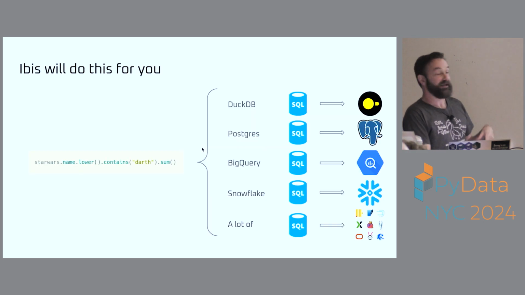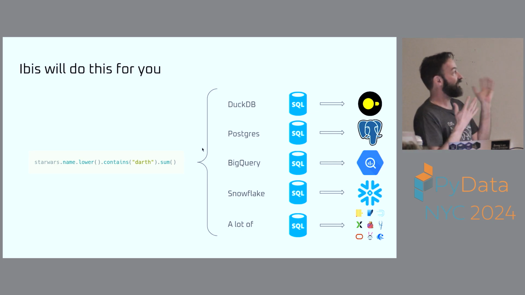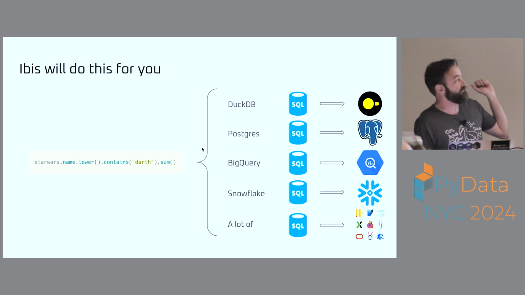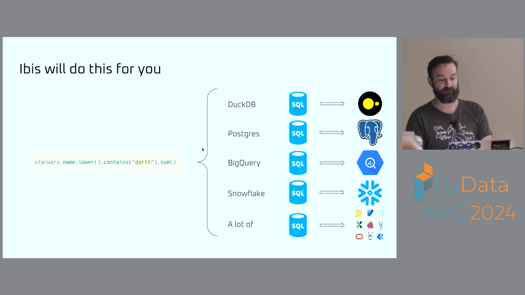Ibis will do this for you. Here's how you write this query in Ibis, by the way. You say Star Wars, that's the table. Give me the name column, lower it. Does it contain Darth? Sum it, please, right? And we will run this on DuckDB or Postgres or BigQuery or Snowflake or all the other things that I'm not going to say right now, but I'll say them all later, okay?